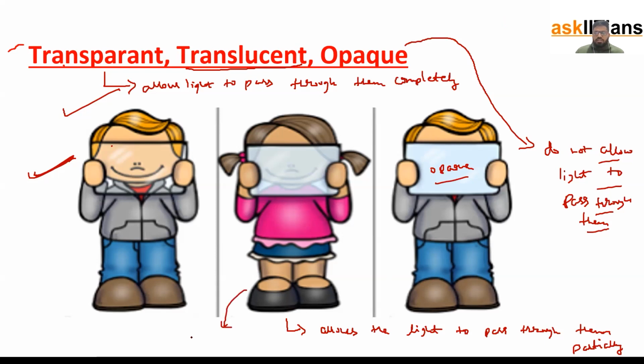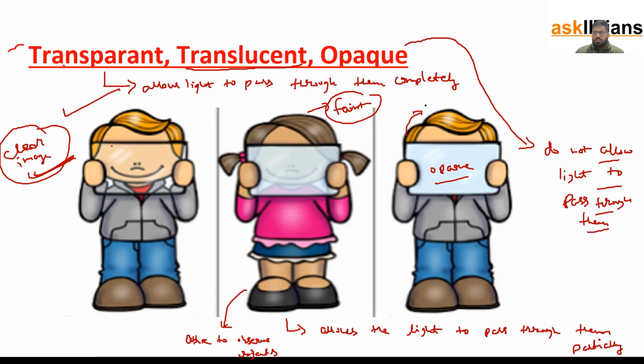From translucent objects, you are able to observe objects, but the image will be faint, not very clear. From transparent objects, you observe a clear image of the object, but from an opaque object, no image.